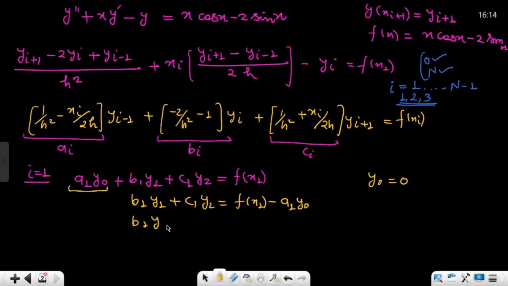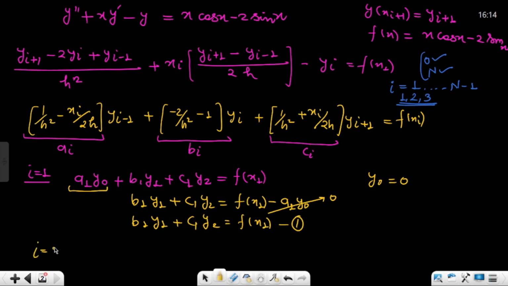Because this value is 0 due to the boundary conditions, f of x1 minus this term goes to 0. So this will be basically f of x1. So it is our equation number 1.